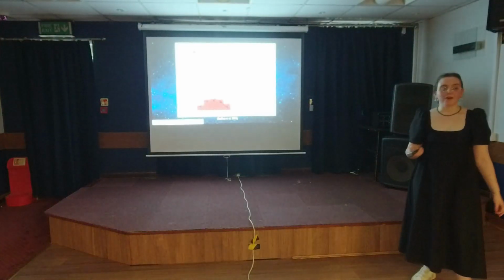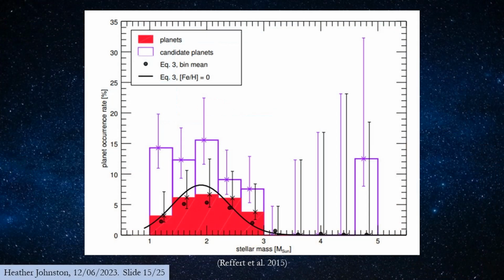And now onto the main talk, which is my promise, the rise and fall of the giant planet occurrence rate. So what you can see here on the x-axis is stellar mass, and on the y-axis is the planet occurrence rate. And you can see that there's a very, very nice function that both rises, peaks, and then falls away. So this peak is somewhere around 1.7 times the mass of the sun.